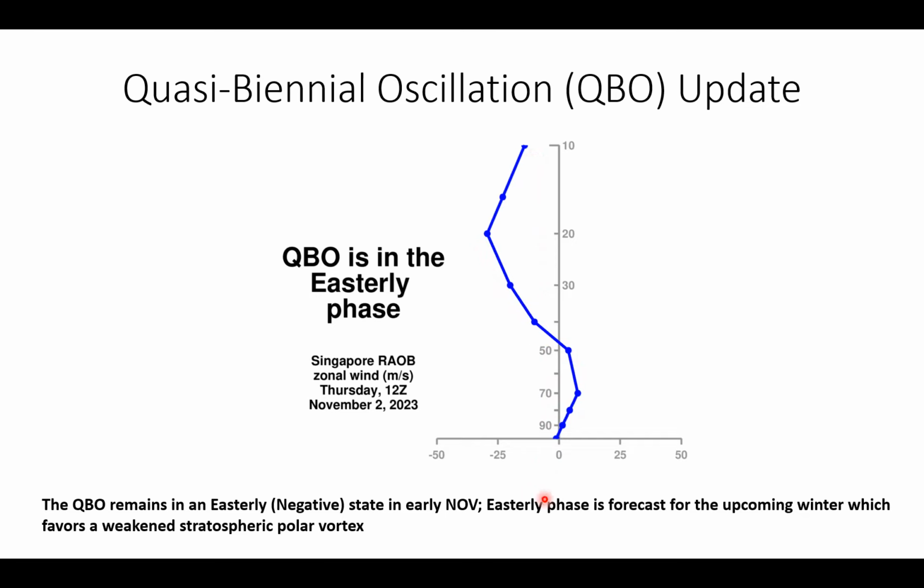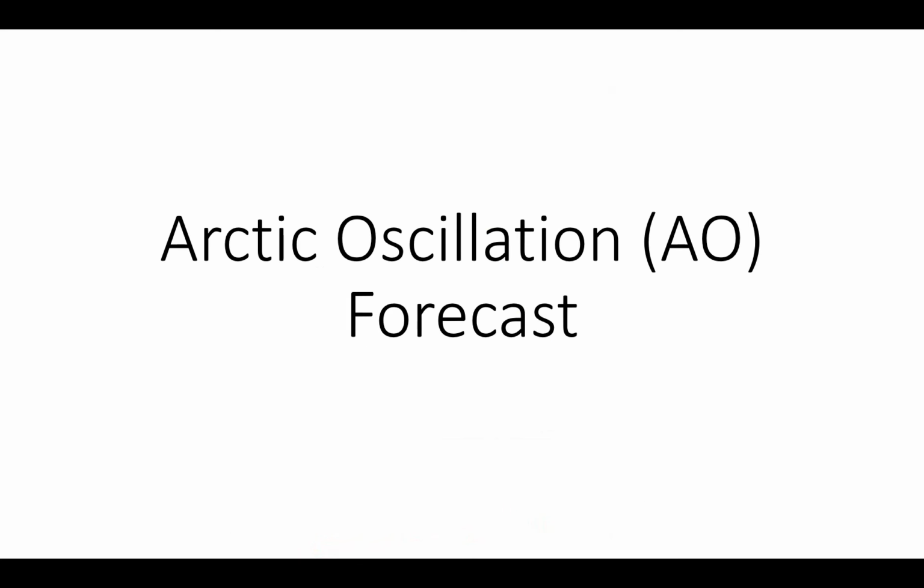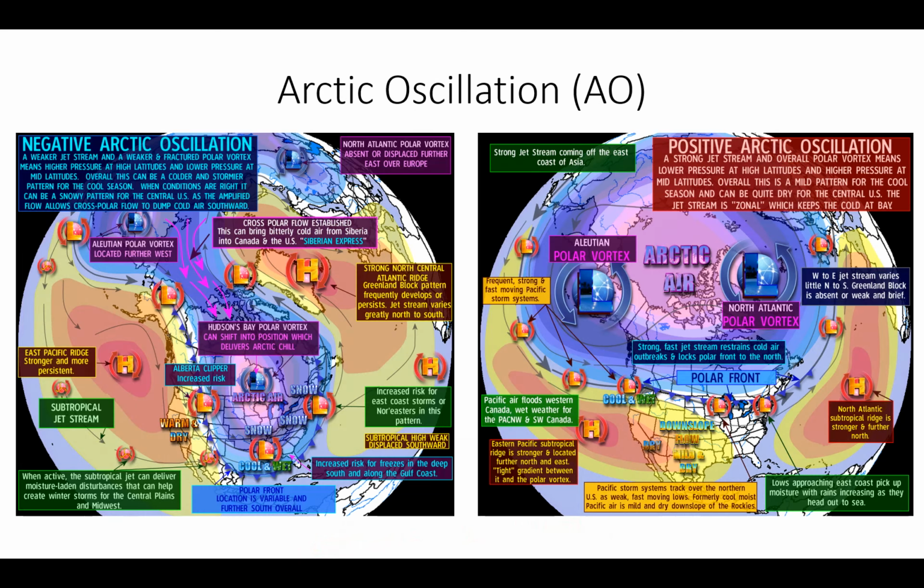QBO. So that trend continues, and we do expect this negative easterly phase of the QBO to persist for the upcoming winter. And by the way, why is that important? Because it favors a weakened stratospheric polar vortex. Next slide here. All right, here are some of the teleconnections' latest forecasts.